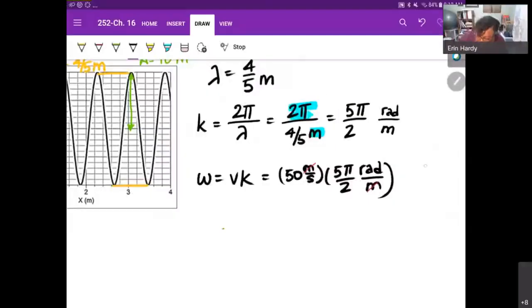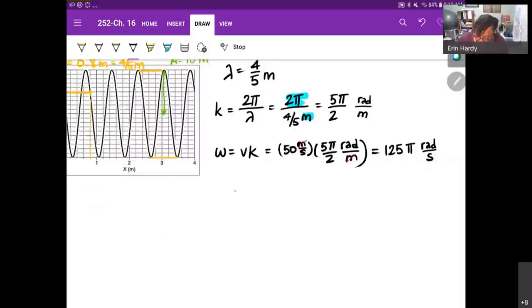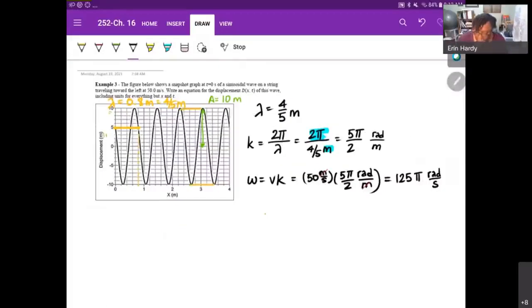Okay, so we have 50 times 5 pi, that's going to give us 250 pi. Divide that by 2. This is 125 pi radian per second. And I'm leaving these in multiples of pi. It's not incorrect at all to approximate these as decimals. So we've got our k, we've got an omega.